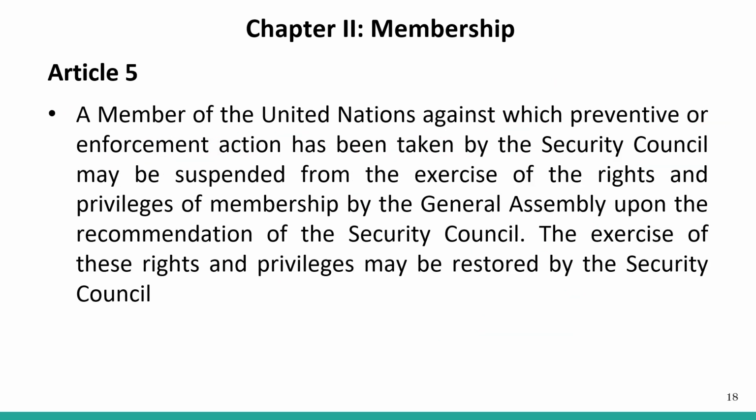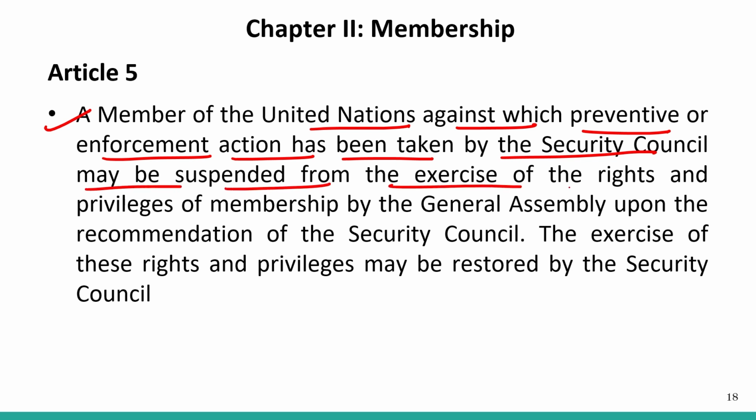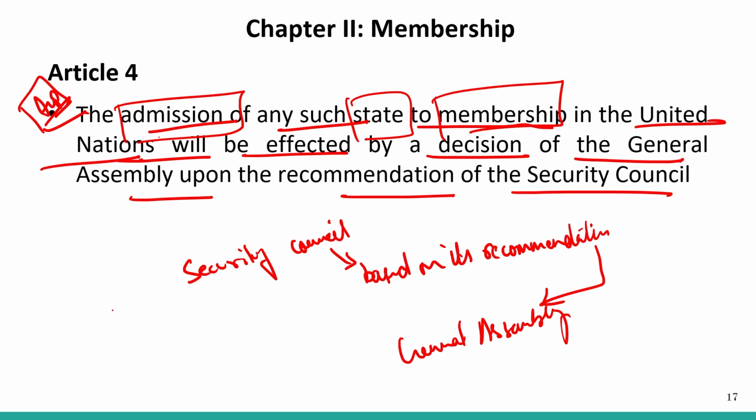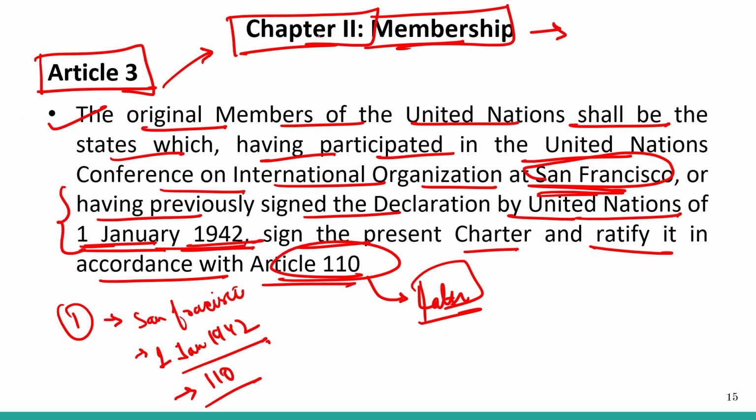Article 5 talks about a member of the United Nations against which preventive or enforcement action has been taken by the Security Council. It may be suspended from the exercise of its rights and privileges of membership by the General Assembly upon the recommendation of the Security Council. The exercise of these rights and privileges may be restored by the Security Council. Okay, so now it is talking about the first few articles which are talking about the membership.